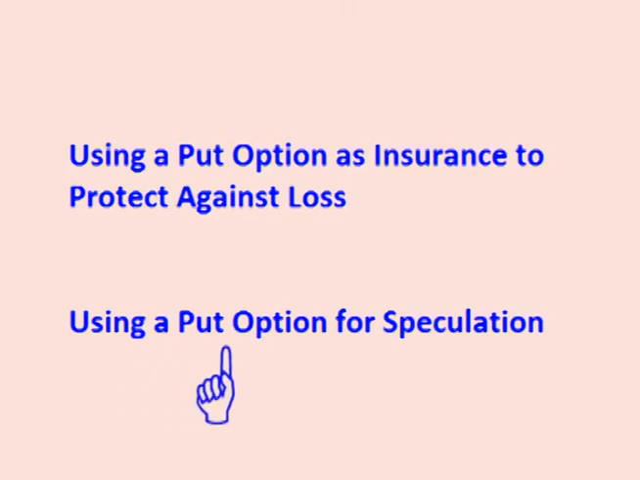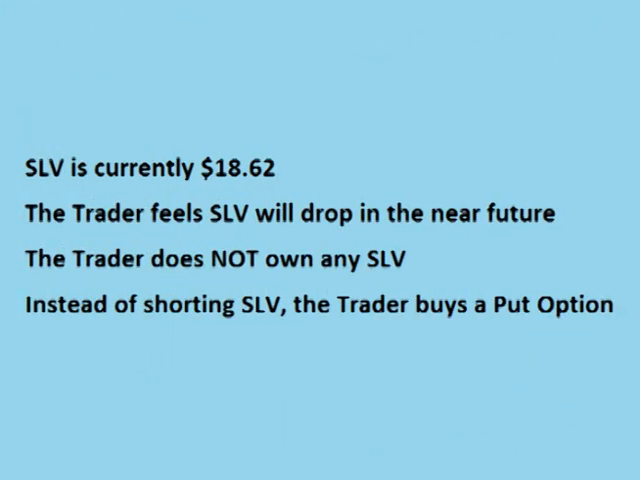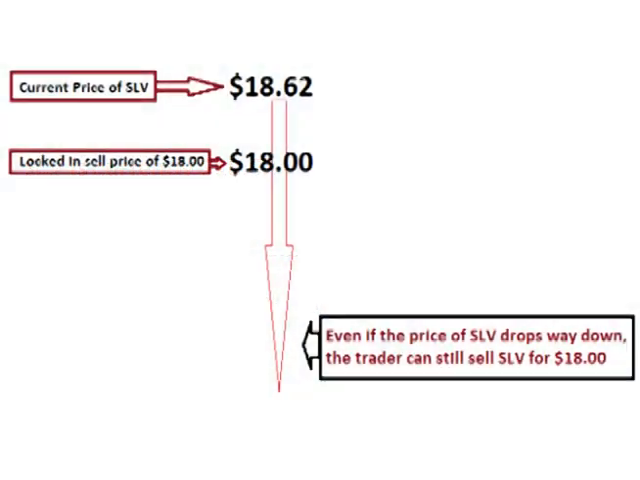Let's take the same scenario with another trader using a put option for speculation. At the time of making this video, SLV is $18.62 a share. The trader does not own any SLV. However, he feels that SLV will definitely drop in the near future. He could short sell 100 shares of the ETF, but instead he buys an $18 put option for 33 cents per share. The trader has now locked in the right to sell 100 shares of SLV for the price of $18 per share anytime between the time he buys the contract and the time the contract expires.